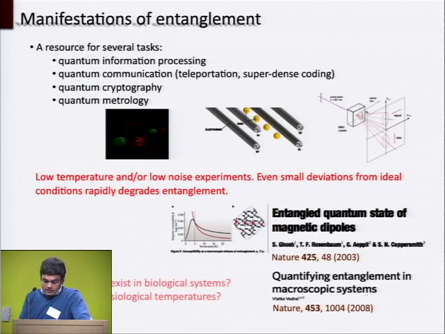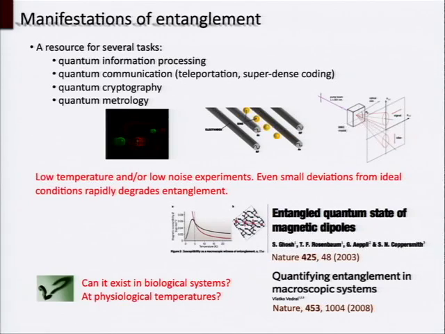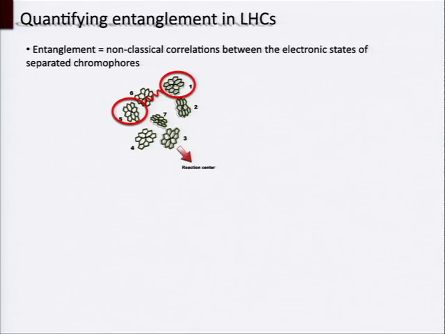So it kind of led us to ask the question: can it exist in biological systems, which is in a sense a more natural system, and at physiological temperatures? So this was below a certain temperature. Can we see it in biological systems at physiological temperatures? And that's the question I want to answer today.